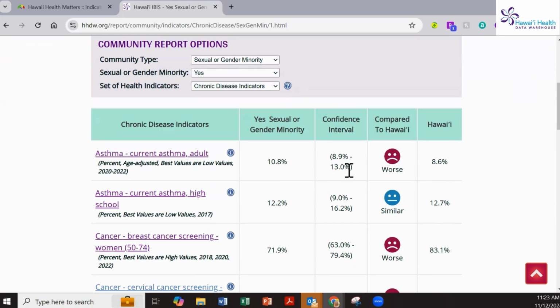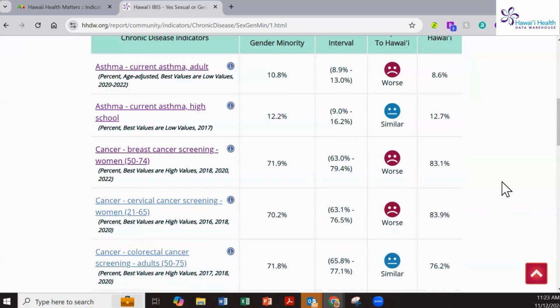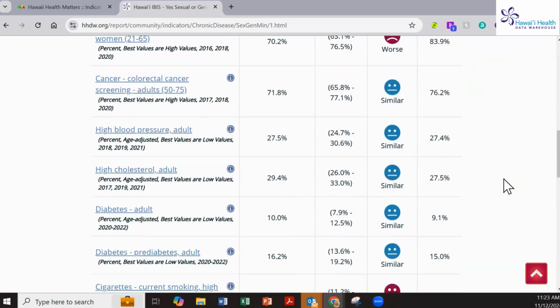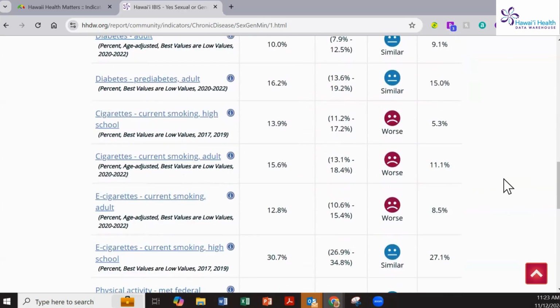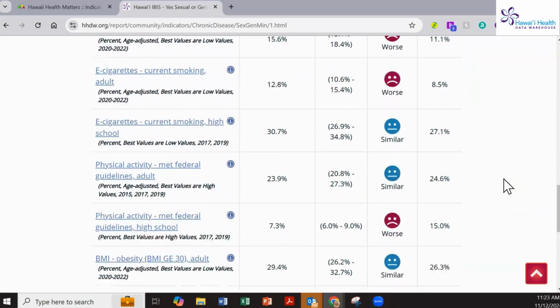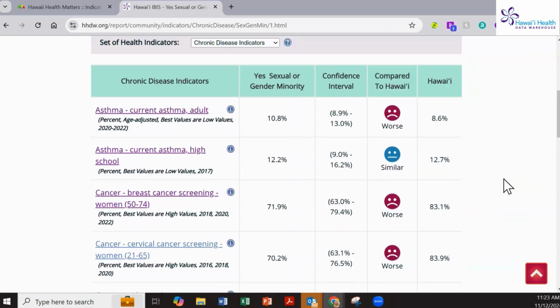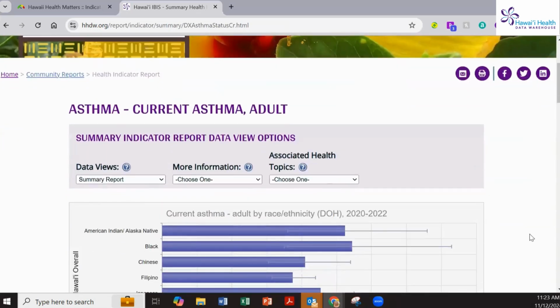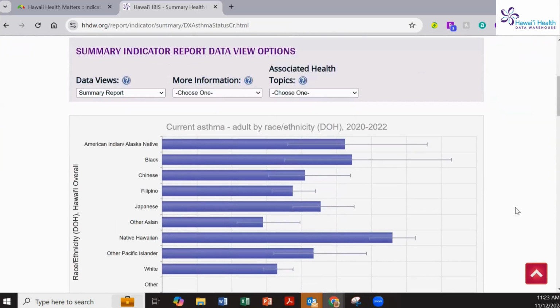It gives you the confidence interval, and then it compares it to the state value and gives you a little icon here to show you which ones are worse and which ones are similar, and also which ones are better. So you can see here for our chronic disease indicators, we have things like asthma and cancer, high blood pressure, diabetes, physical activity. And if you wanted to see more detail, all you have to do is click on a particular indicator. This one here, it's going to show you the summary report.